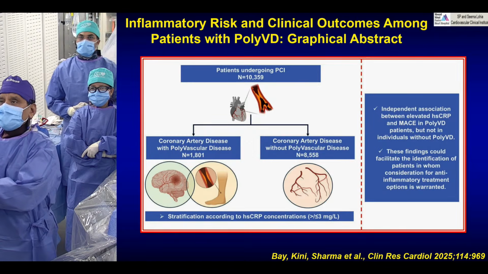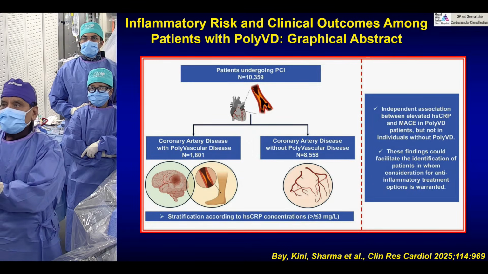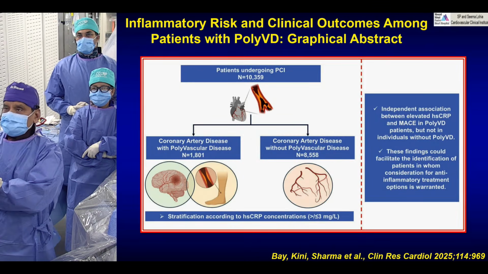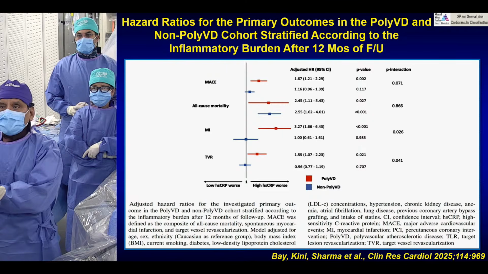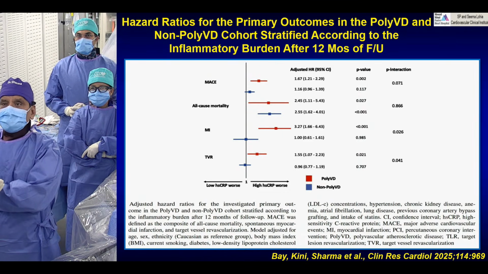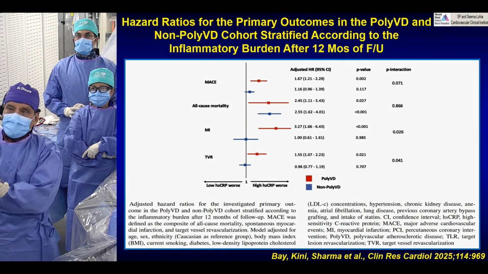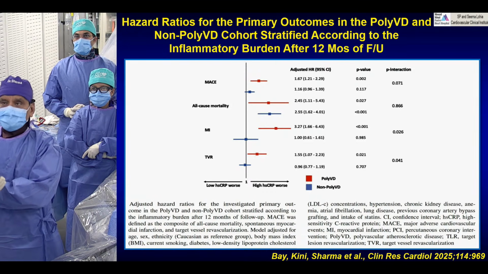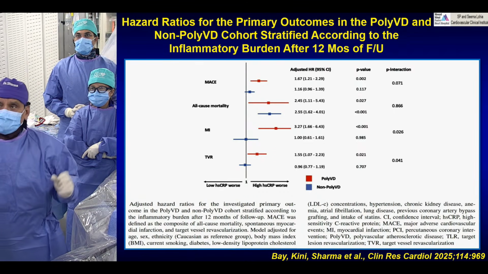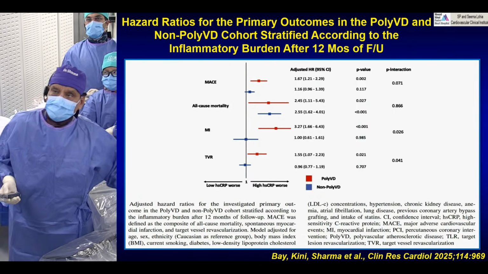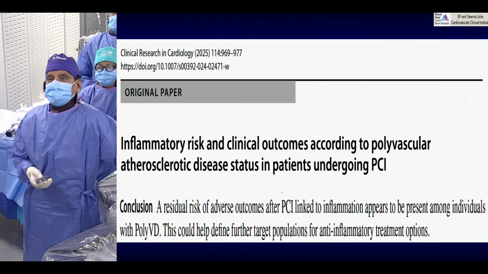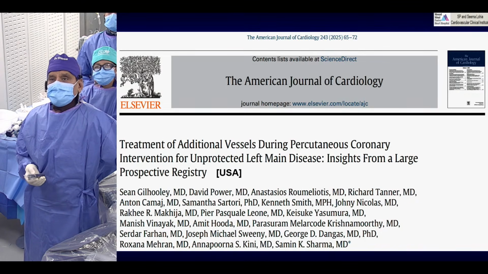As you can see here, there was an independent association between elevated CRP and MACE in polyvascular disease, but not in individuals without polyvascular disease. And therefore, this is a graph showing, in red, the polyvascular disease, and in blue, non-polyvascular disease. Everything, the MACE, your all-cause mortality, although MI and TVR were not different, but actually all the factors are higher in the polyvascular disease compared to non-polyvascular. So the key is that CRP is bad, particularly, maybe it's because of CRP they have polyvascular disease, or it's vice versa, very tough to say. So this is what we got from our database.